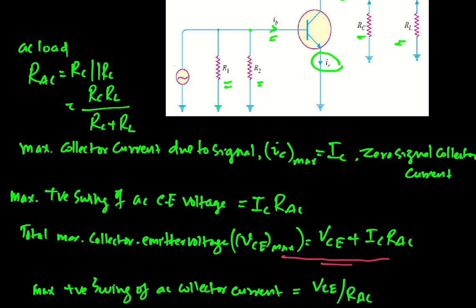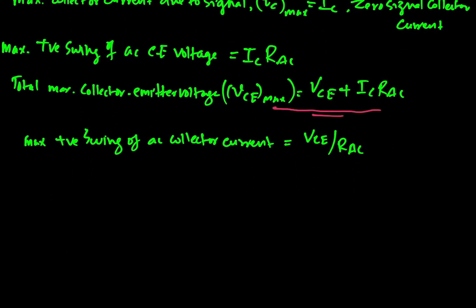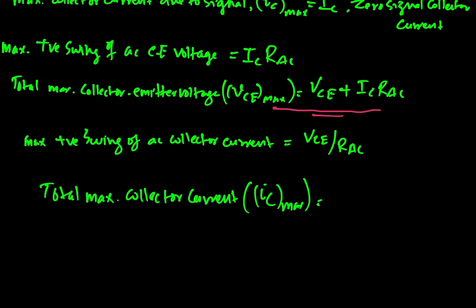So the total maximum collector current is given by, that is IC max is given by the sum of the DC collector current plus the maximum swing of the collector current due to signal, that is VCE by RAC. So this is another important quantity in the case of a common emitter transistor amplifier.